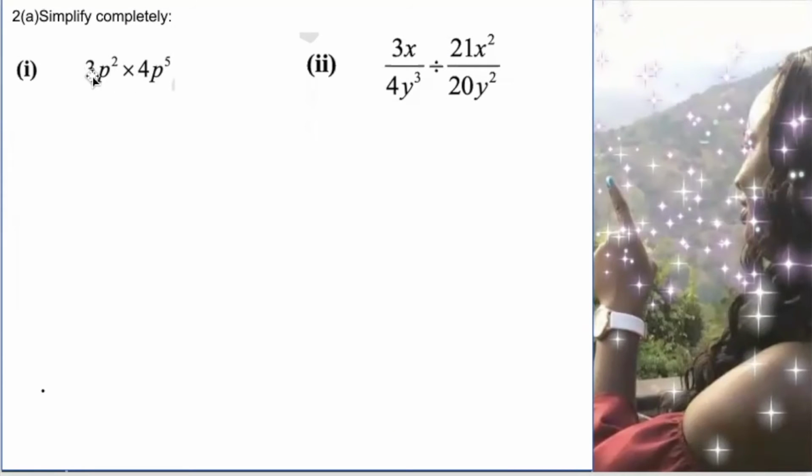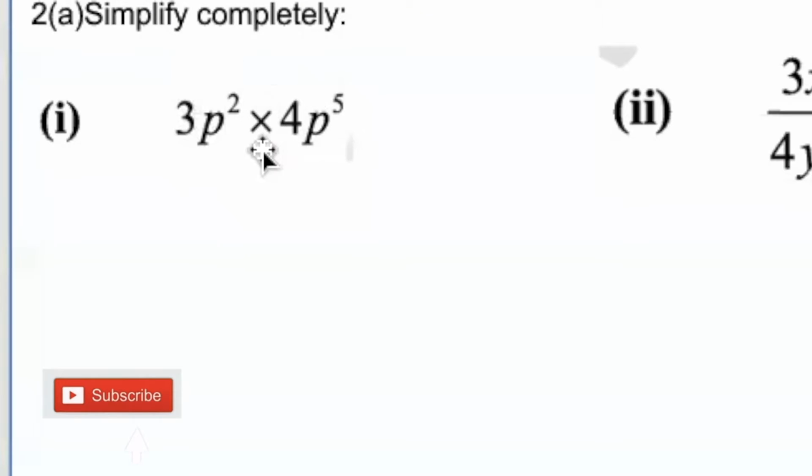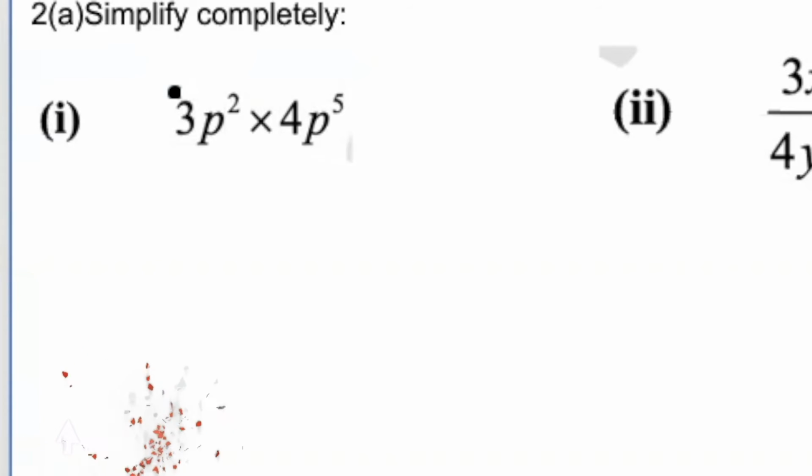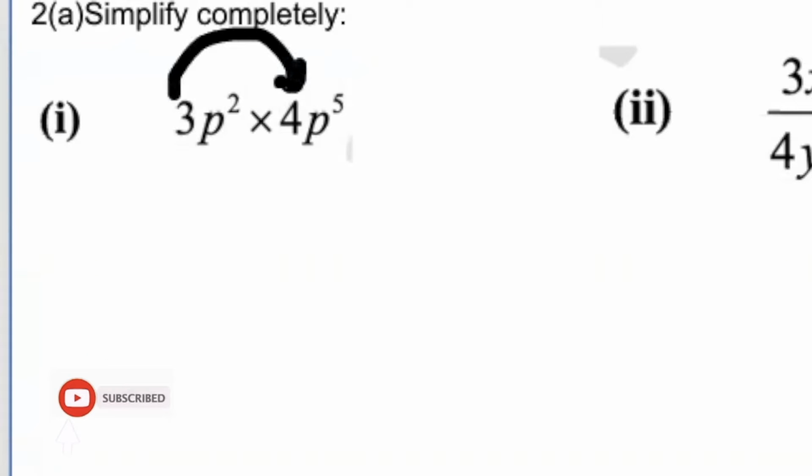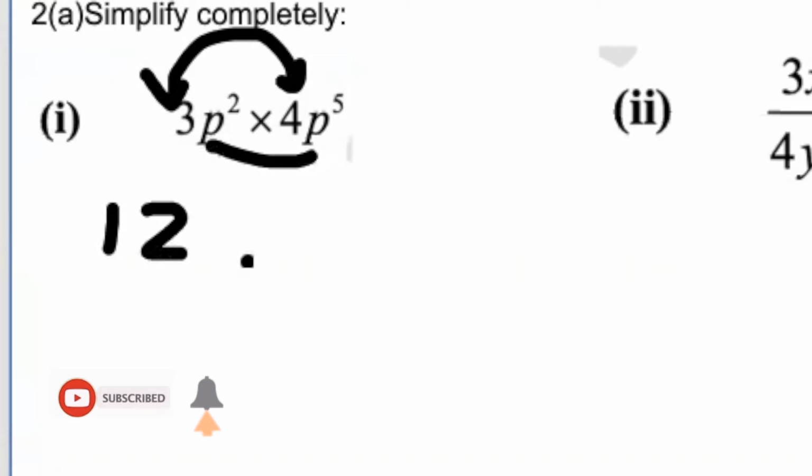We're going to simplify the following expression, 3p squared times 4p to the fifth. Now, we are going to multiply the two numbers together. So I multiply 3 times 4, and that will give me 12. So I go ahead and write my 12. Then we're going to multiply the variables by applying indices. When we're multiplying, we write the base and add the power. So 2 plus 5 gives me 7.